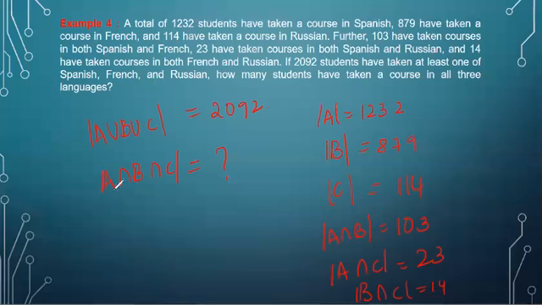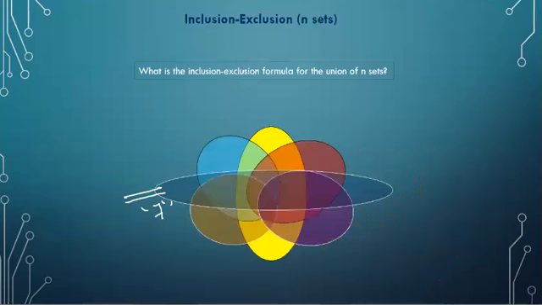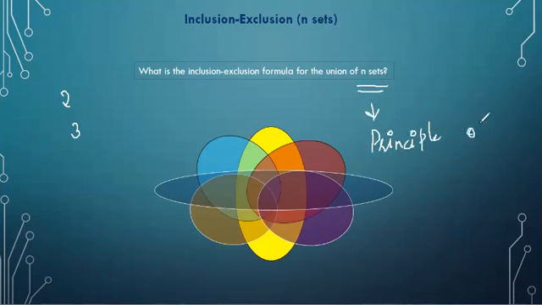So this value we have got as 7. Now let's see the inclusion and exclusion principle for n sets. So what is the inclusion exclusion formula for the union of n sets? We have seen by now for 2 sets, 3 sets. What is the formula for n sets? This formula for n sets is basically your principle of inclusion exclusion.